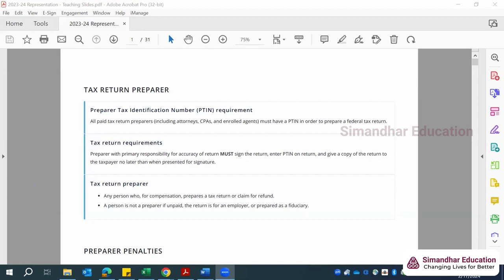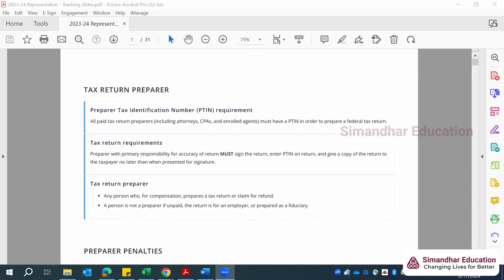So as I mentioned, anybody who prepares the tax return has to have a PTIN. So you should mention a PTIN on the tax return. You should give a copy of the tax return to your taxpayer when you are presenting that copy to the taxpayer to sign on the tax return.